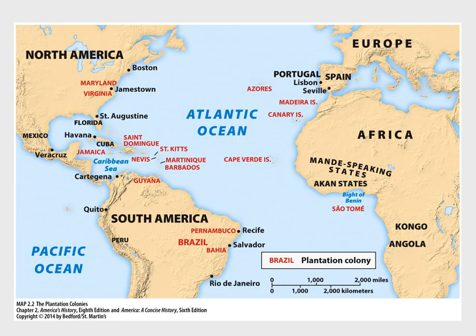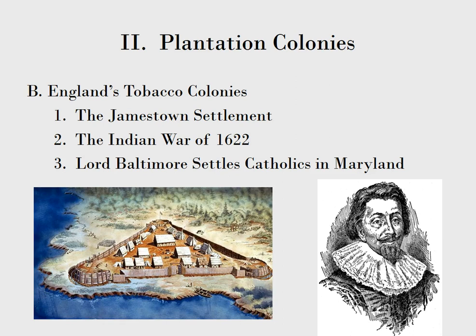All right. So this is a map here. This is going to show you all of the plantation colonies. Brazil is a plantation colony. All of those ones in red are going to be plantation colonies as well. Obviously not all Portuguese, but they are going to be based off of that model. Okay, so what kind of plantation colonies do we have other than sugar? One of them is going to be tobacco.